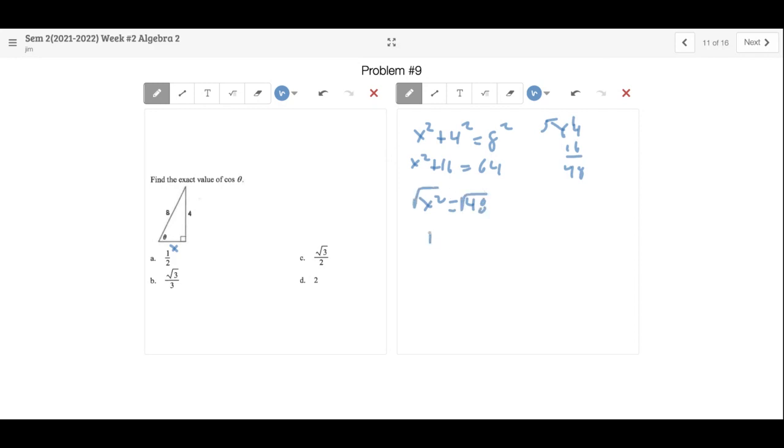Square root of 48. Now, how do you break up the square root of 48? Because I don't see a 48 down here, right? So how do you break a square root down? Well, you can break it down into two square roots multiplied. So I would say that this is the square root of, I'm just trying to figure out what goes into here. 16 times 3, does that work?